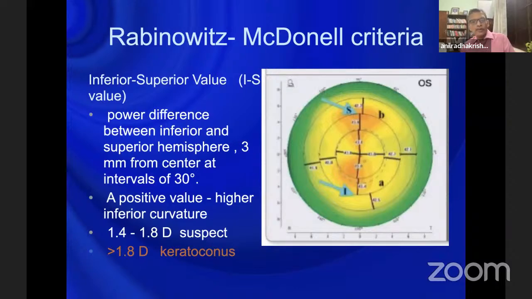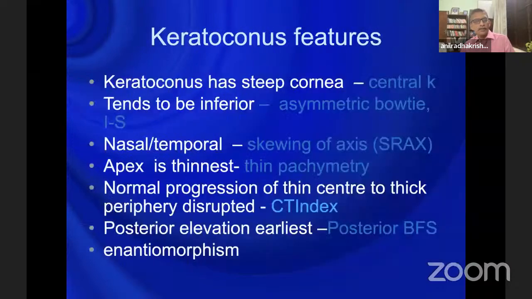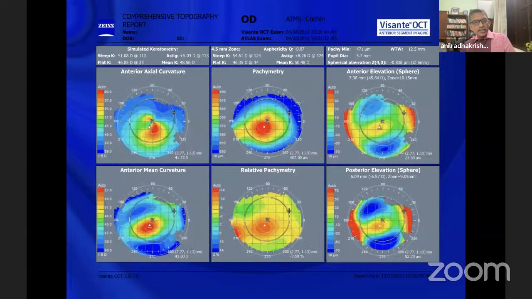Even with the regular topography machine, you'll be able to see that at the 3 millimeter area, you should look at this point and see the difference between the two. So as I said before, up to 1.26 can be normal. Once it crosses 1.4 to 1.8, it is taken as suspect, and more than 1.8 usually is keratoconus. There are various other indicators in the Pentacam also, which we will discuss.